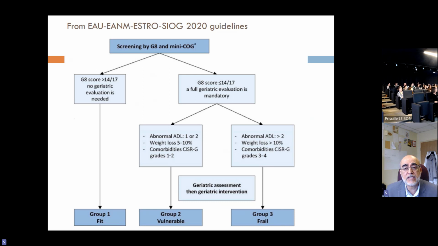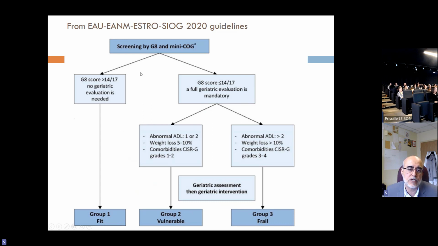If we go to the 2020 guidelines from the EAU, the EANM, ESTRO, and SIOG, they recommend that every older adult considering surgery for early stage prostate cancer should undergo the G8, as well as the Mini-Cog, which is a 2-item cognitive screen. And I believe that there was a little earlier discussion in your conference about the Mini-Cog. So I will not go over it in detail, but I can talk about it in the question period.